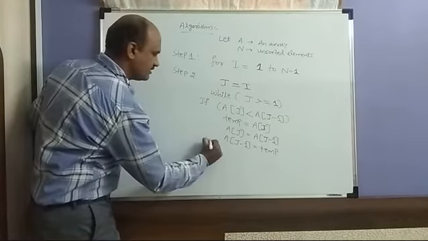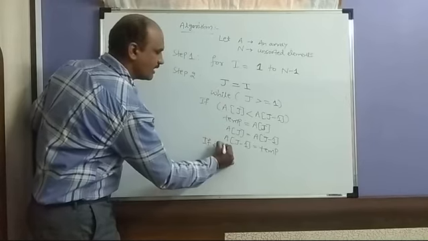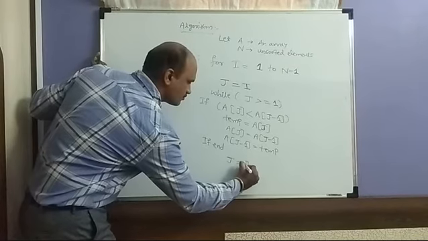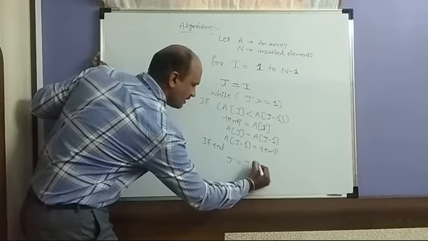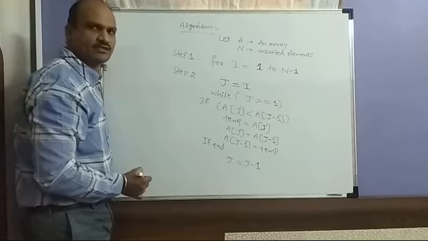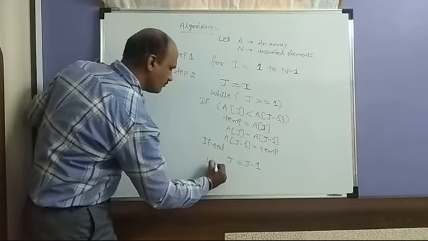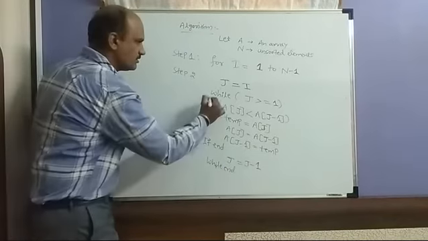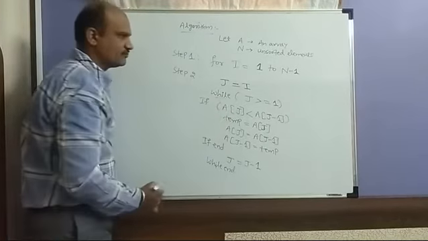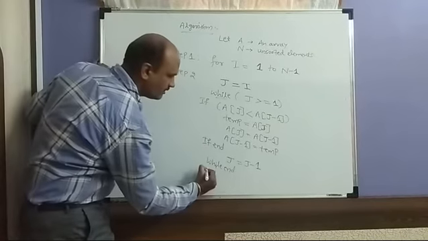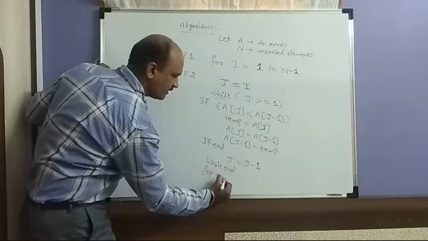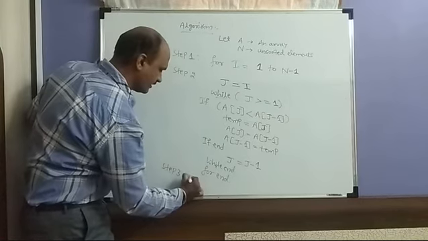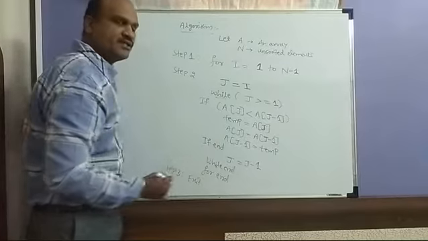Then lastly, the if will be ended, then j, what will happen? Again it goes to j equal to j minus 1. Then the end of while will be the end, and also your for loop will also end. So the last step, step 3, is exit.